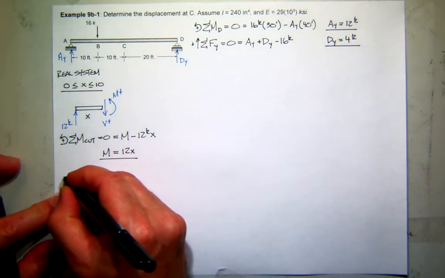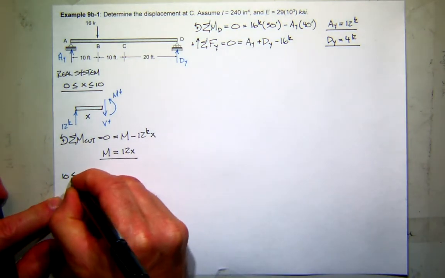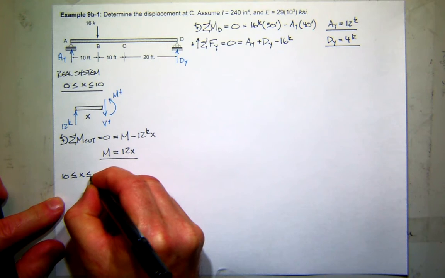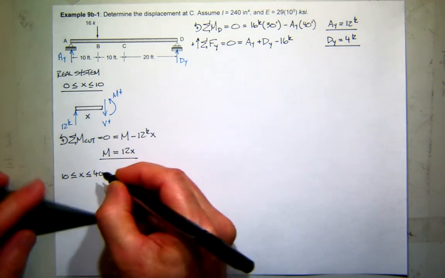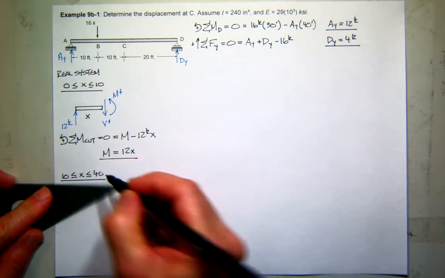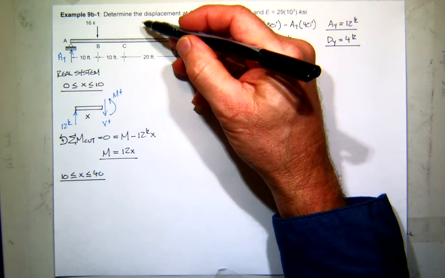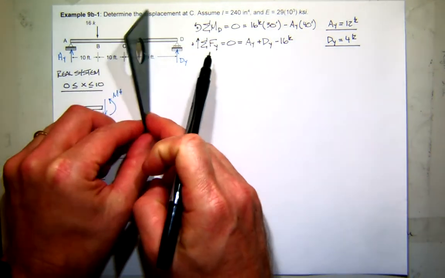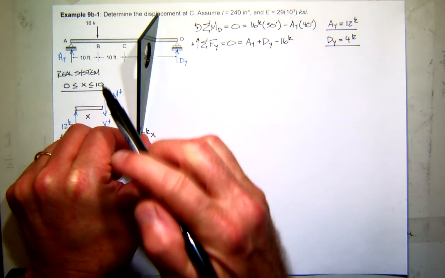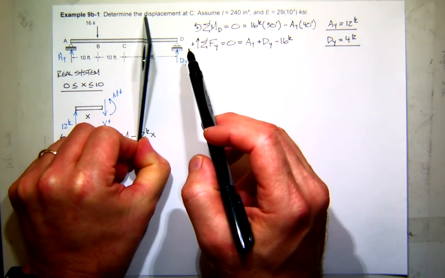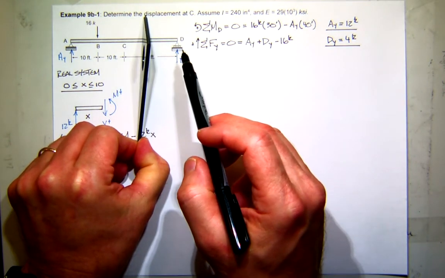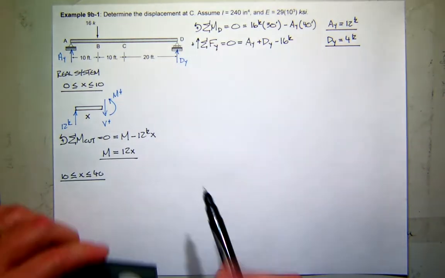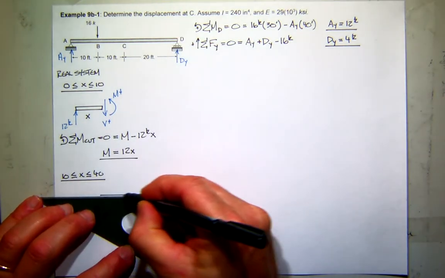Now what about from 10 to 40? Well, I need to cut the structure here, and I'll just put my little triangle there. So if I cut the structure here, what side do you want to look at? The left side or the right side? Looks like the right side is going to be a lot easier. So I'll do that. So I'll make a cut of the right side of that.